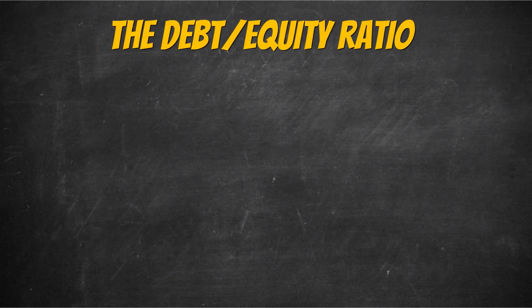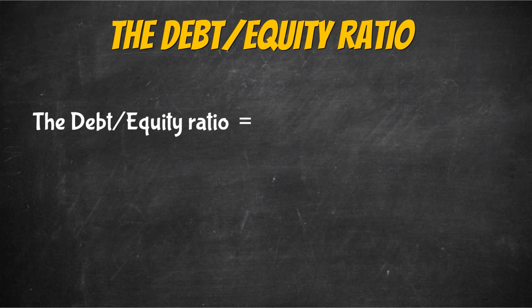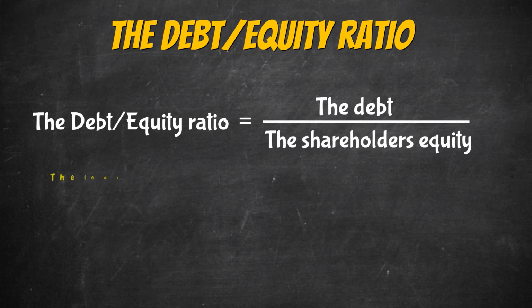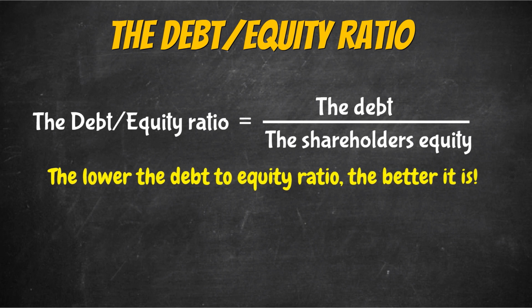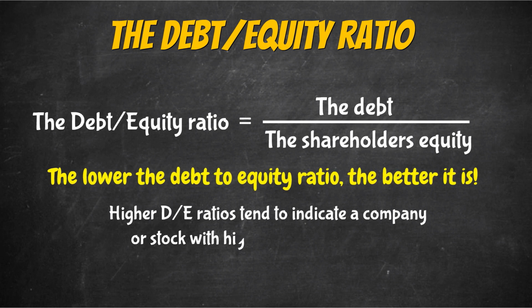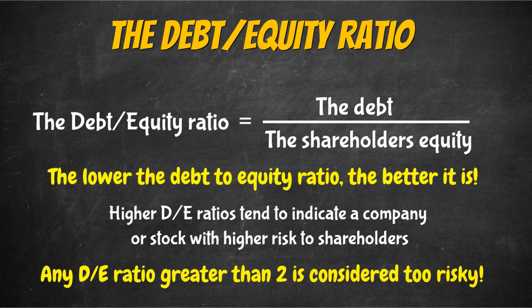Now, let's move on to the last ratio we're going to look at today, which is the debt-equity ratio. This one's nice and simple. All we have to do is divide the debt by the shareholders' equity. The lower the debt-to-equity ratio, the better it is. Higher DE ratios tend to indicate a company or stock with higher risk to shareholders. Any DE ratio greater than 2 is considered too risky.